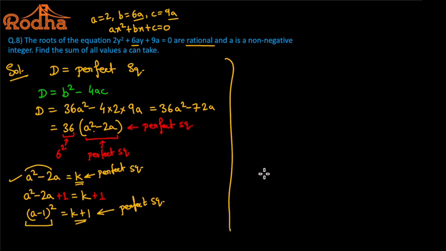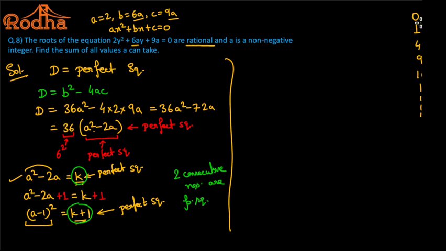Now when is it possible? If you make a list of perfect squares, 0 is a perfect square, 0 square is 0, 1 is a perfect square, 2 square 4 is a perfect square, 3 square 9 is a perfect square, 4 square 16 is a perfect square. चलता जाएगा ये list, right? This list goes on. तो observe कि k भी perfect square है, and k plus 1 is also a perfect square. That means two consecutive numbers are perfect squares. That can only happen at 0 and 1, है ना? तो 0 and 1 पे होगा.